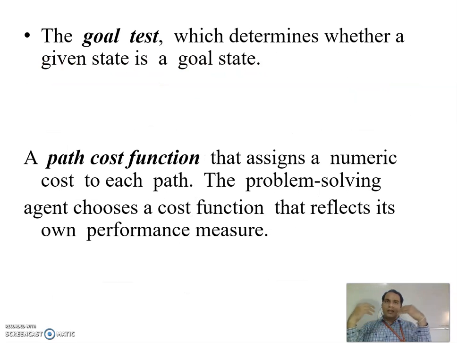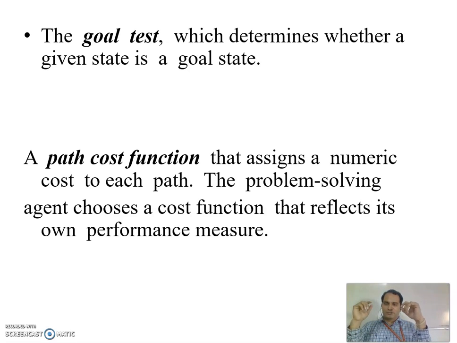Now, consider you are traveling from your home to college. In the path of travel, you should check yourself whether you have reached the college or not. So this is very important. If you are unable to test whether you have reached the goal or not, the action will never end. So there is a possibility that it goes into an infinite loop. So it is very important to have a goal test.